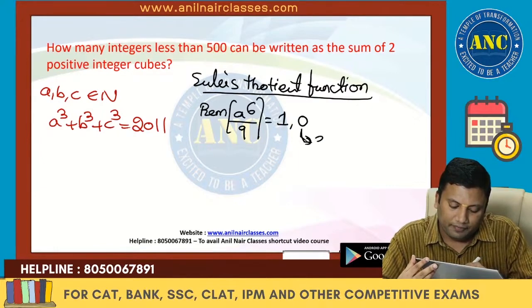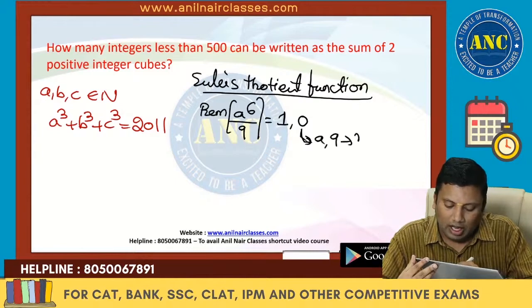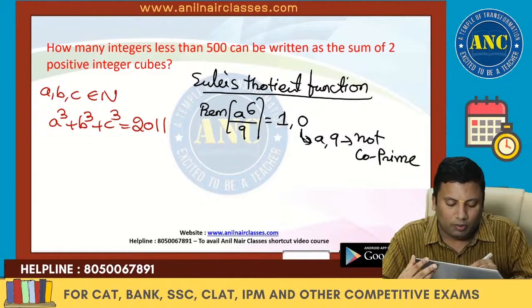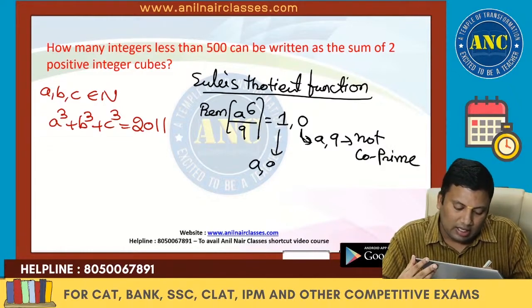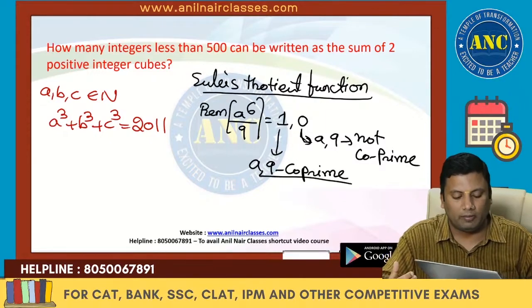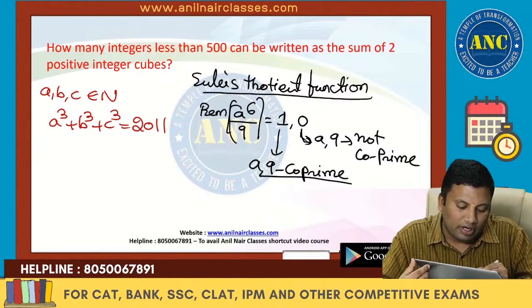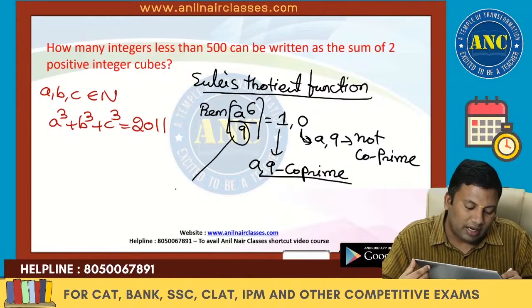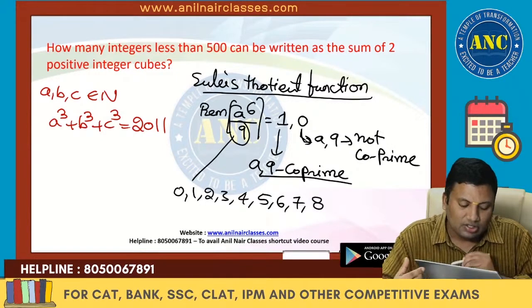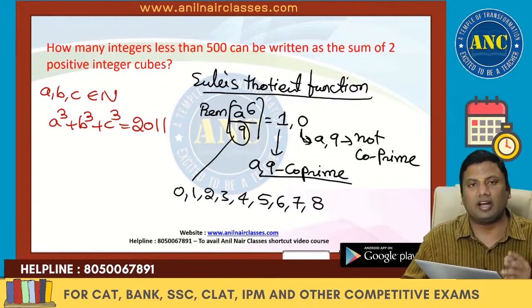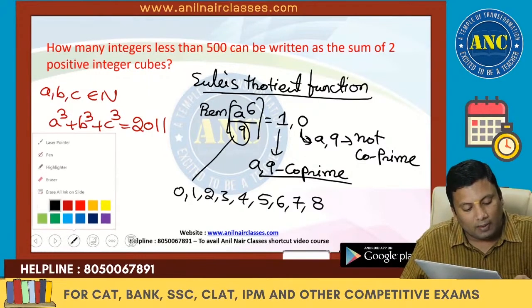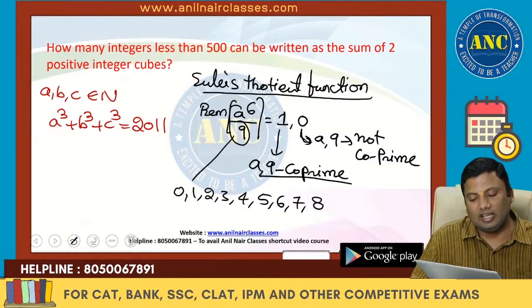Here, A and 9 are not co-prime to each other, or A and 9 are co-prime to each other. That means when you divide a number by 9, what are all the remainders possible? 0, 1, 2, 3, 4, 5, 6, 7 and 8. The two numbers are said to be co-prime if their HCF is 1.